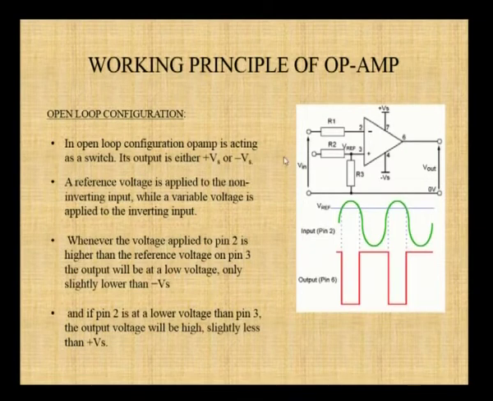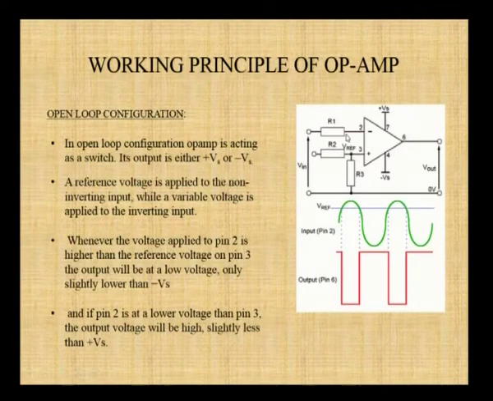So here there is no feedback, so it is an open loop configuration. In the circuit, the input, that is the AC signal, is given to the negative terminal number 2, and the reference voltage is given to the positive terminal number 3. So this input signal is always compared with the reference voltage, and the output is either positive saturation or negative saturation.